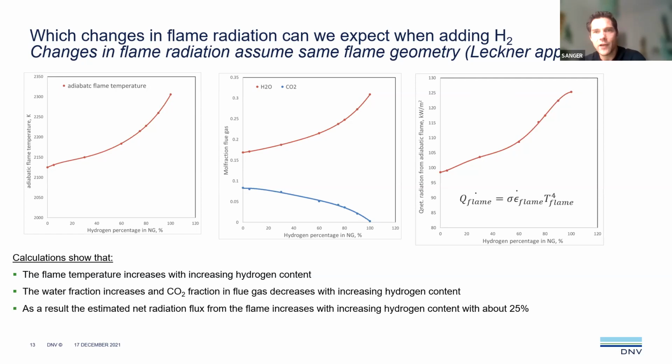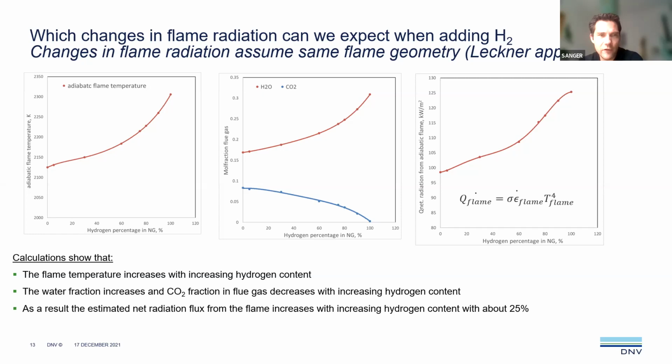And ultimately, on the right-hand side, you see the combination of flame temperature and changes in gas composition. And then what you see in this very simple calculation is that the heat flux increases when you increase the amount of hydrogen in natural gas. It's an increase of around 25%.